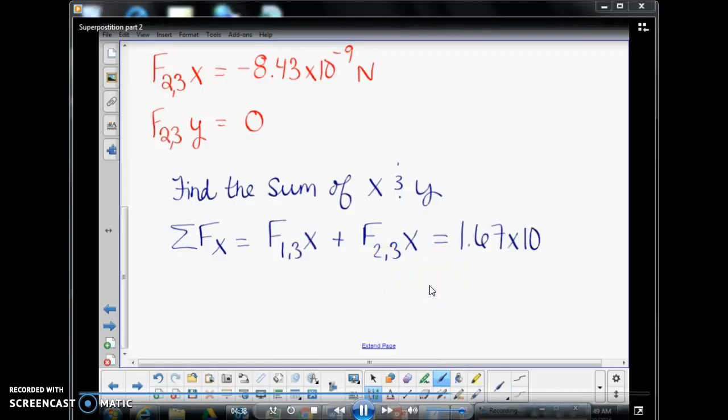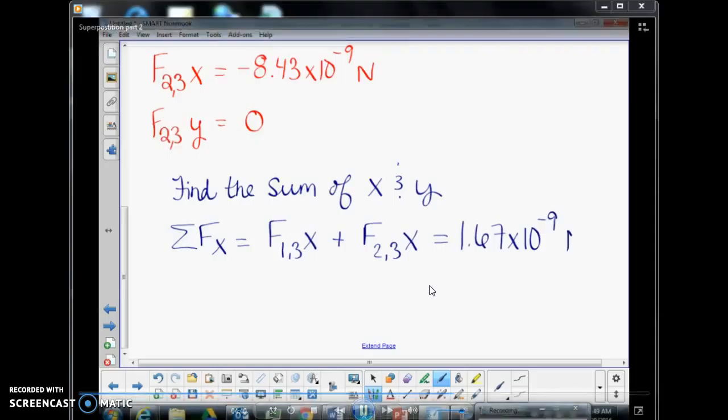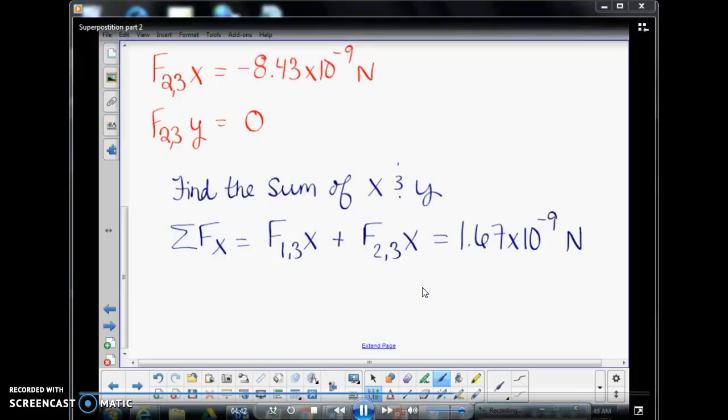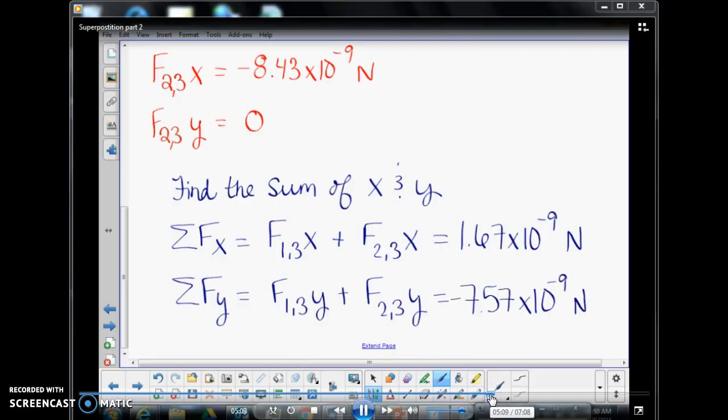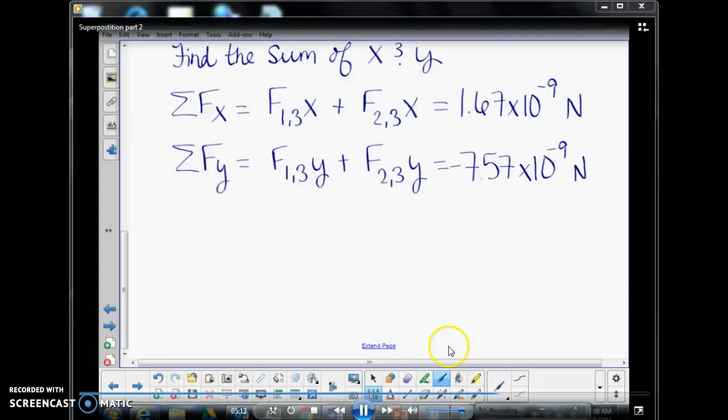1.67 times 10 to the negative 9 is what you get. I only have one y component. I do not have a y for force 2,3. So I only have a y for force 1,3. So when I add those together, I get negative 7.57 times 10 to the negative 9.